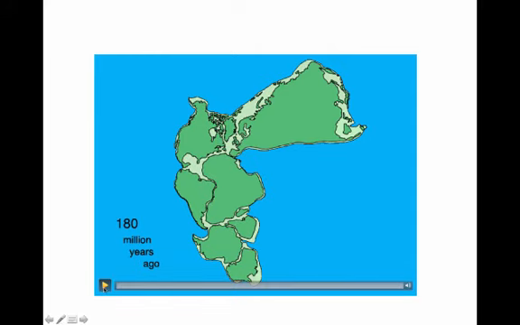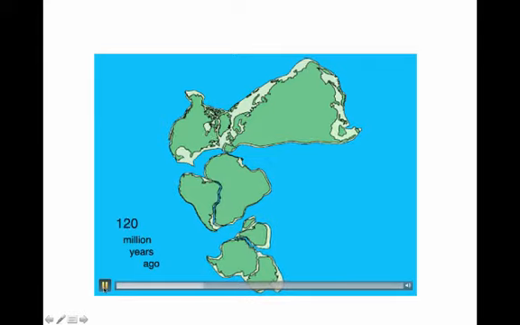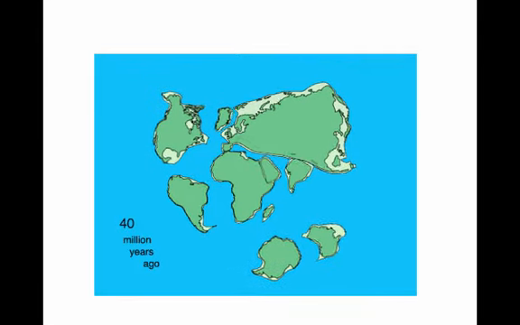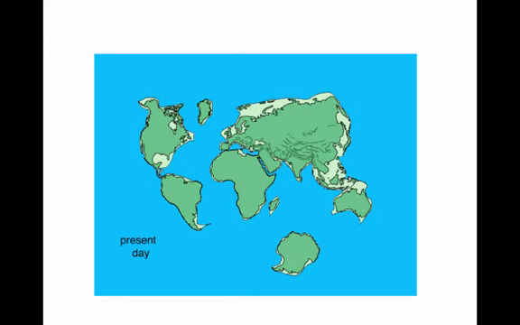Here we have Pangaea disassembling again and forming the configuration of continents that we know. And again, watch India jamming into the Eurasian plate and forming the Himalayas. See, it has an enormous impact.